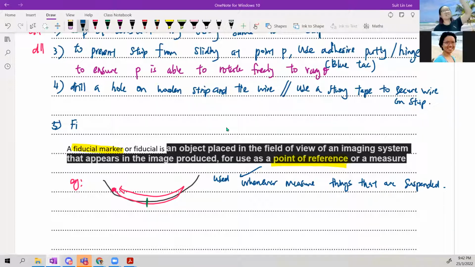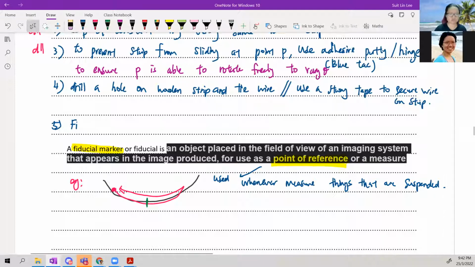So if they are suspended, if I want to measure my phone, it's very easy. I take my ruler beside the phone, I measure. But if my phone is hung, like I keep my phone this way, and I want to measure the angle between my phone and my horizontal line, then I probably need a fiducial marker. I can use a fiducial marker by finding out where the vertical is.